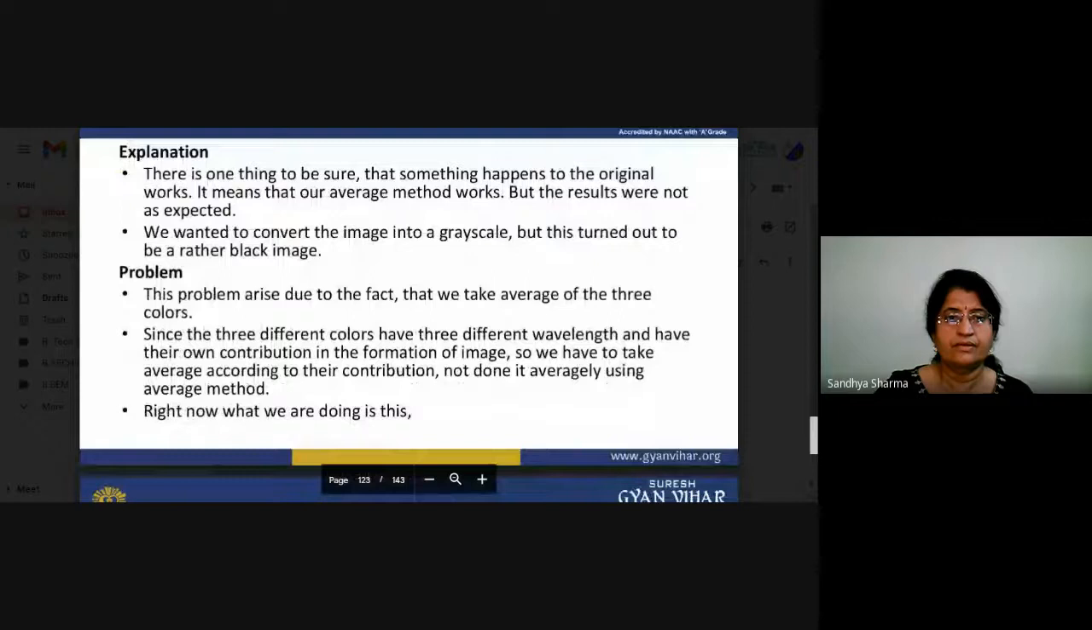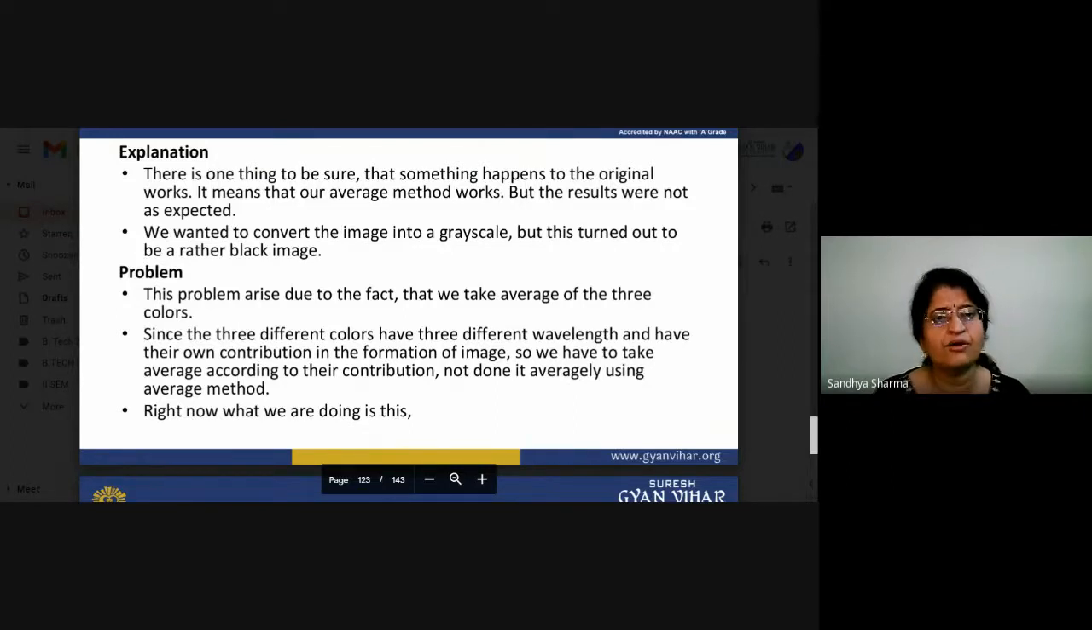Now there is one thing to be defined. What about the average method? How will the average method work? We convert the image into grayscale, but this turned out to be a rather black image.